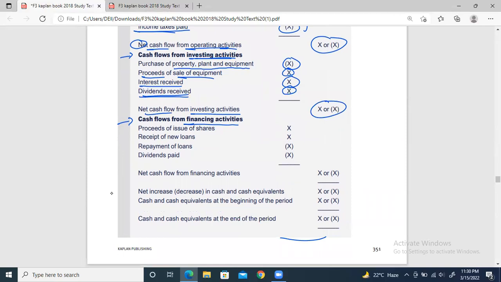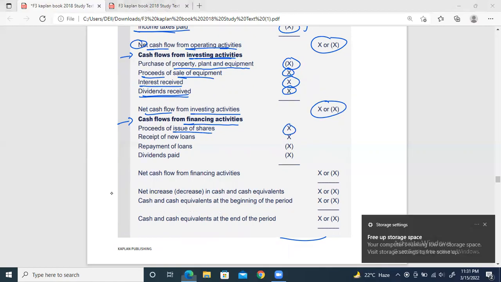Cash flow from financing activities. Financing basically means needing cash to operate, right? Cash can be obtained through two things, debt and equity. So, proceeds of issue of shares. Whenever we issue shares, in return what we take is cash from shareholders. That's why this is written as a plus, because we are receiving cash.